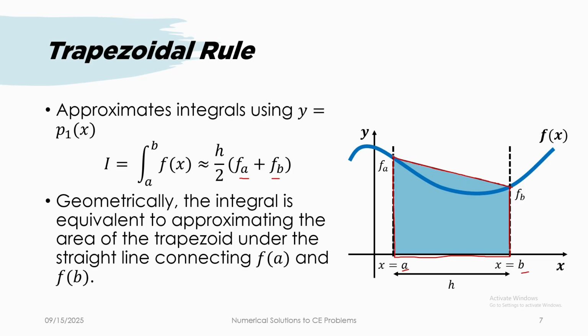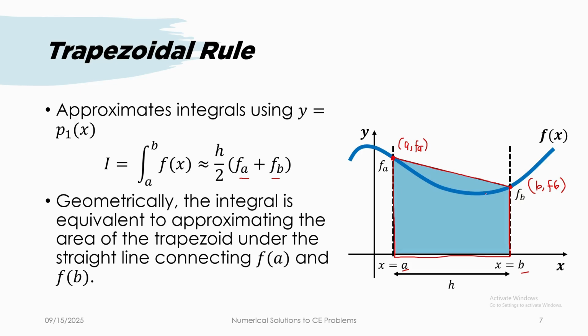Formed by the line connecting f of a, which is this point, and f of b. This is accurate if the function is close to linear over the interval a to b, but can deviate significantly for highly curved functions. As you can see here, it is just a quadrilateral, no? Specifically a trapezoid, hence the name.